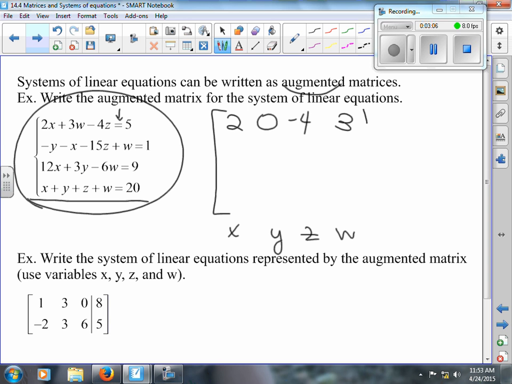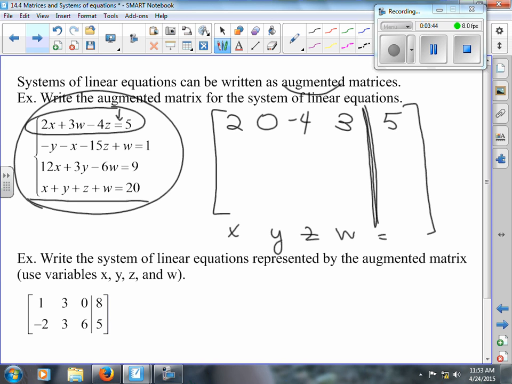Okay, and then here's the augment part, and this is where the equal sign goes. And then we're going to put the constant term that we equal on the right, so that would be a 5. So what I've done is taken this very first equation, 2x plus 3w minus 4z equals 5, and I've written it as the first row of this matrix. In the first column, I put the x's, second column y's, third column z's, fourth column w's, and in the last column after that bar, which is the augment part, I put the constant that it equals. Okay, so let's finish this up.